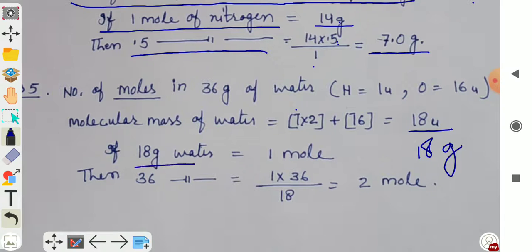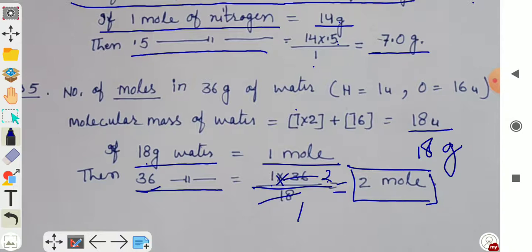18 gram water is equal to 1 mole. Gram molecular mass will equal to 1 mole. So 18 gram water equal to 1 mole. Then 36 gram of water equal to how many mole? So we will place 1 as it is and 18 in the denominator and multiplied by 36. 18 1 ja 18, 18 2 ja 36. So your answer will be 2 mole. So 36 gram of water will equal to 2 moles.